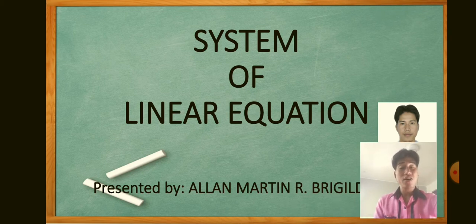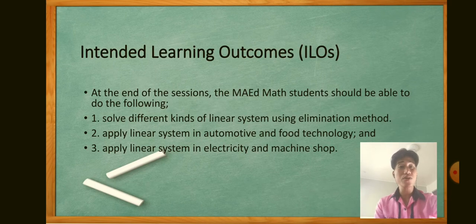Today, our intended learning outcomes, or the ILOs: at the end of the session, the mathematics students should be able to do the following. First, solve different kinds of linear system using the elimination method. Second, apply linear system in automotive and food technology. And third, apply linear system in electricity and machine shop.